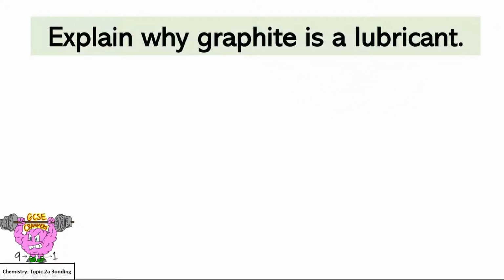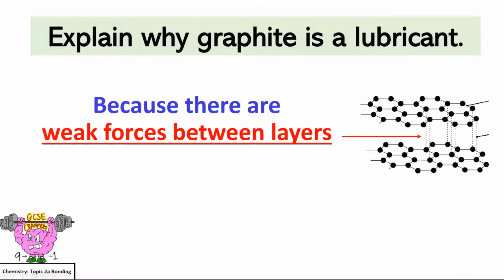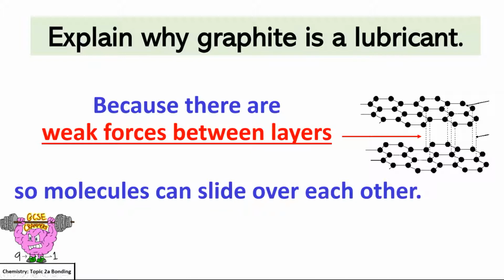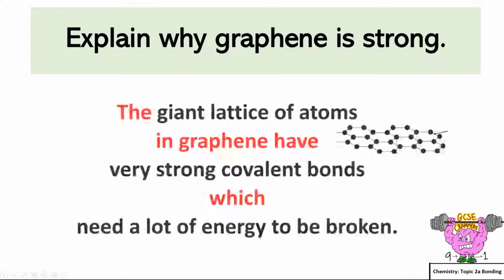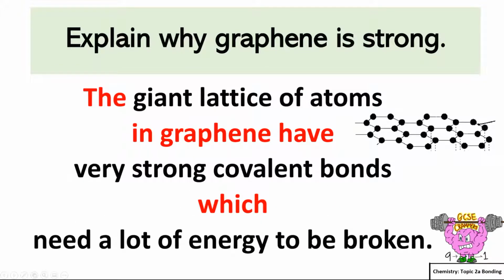Explain why graphite is a lubricant. Because there are weak forces between layers, so molecules can slide over each other. Explain why graphene is strong. The giant lattice of atoms in graphene has very strong covalent bonds, which need a lot of energy to be broken.